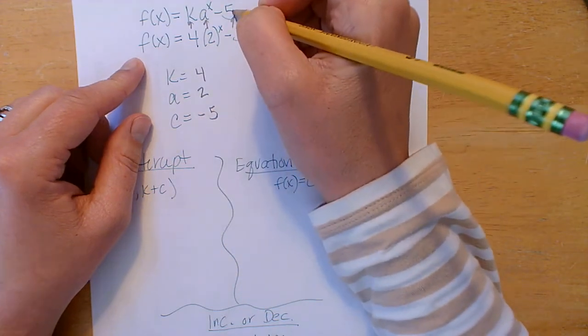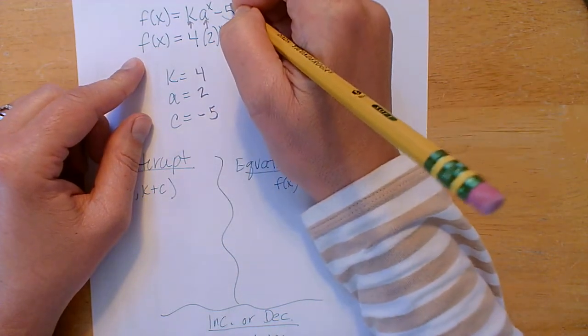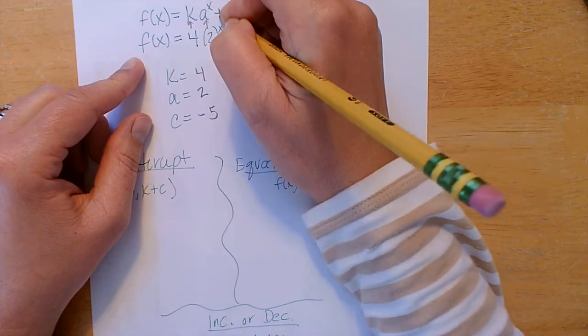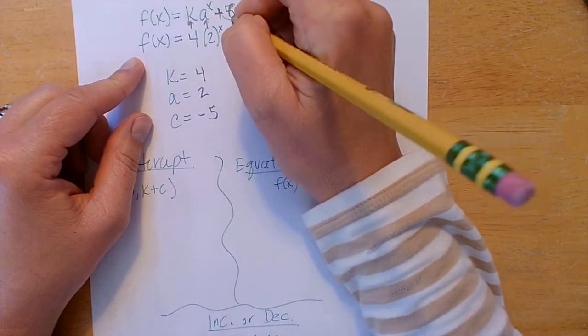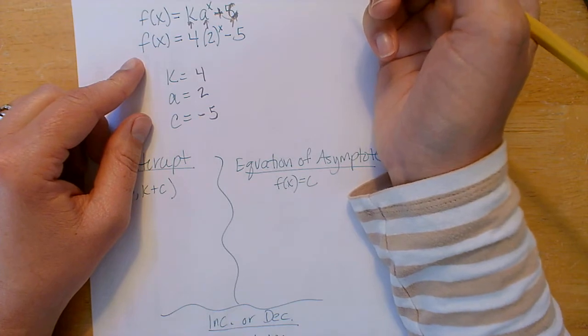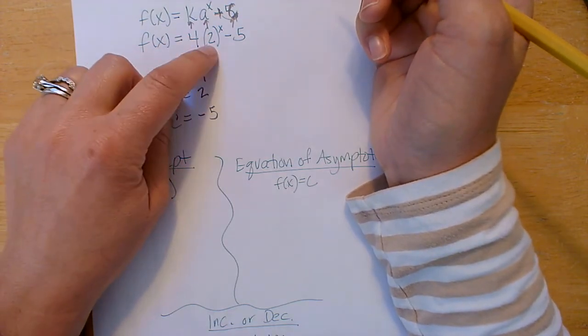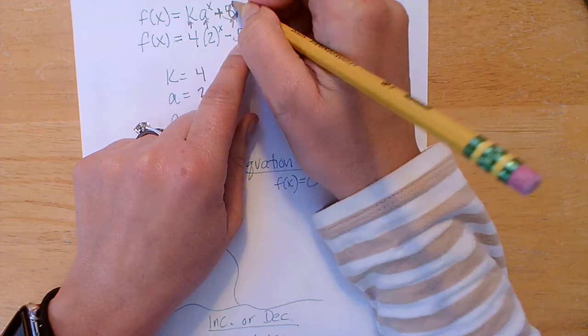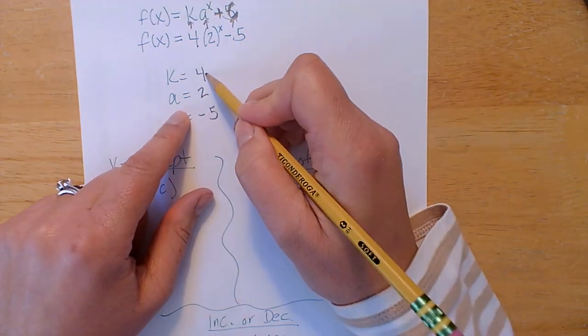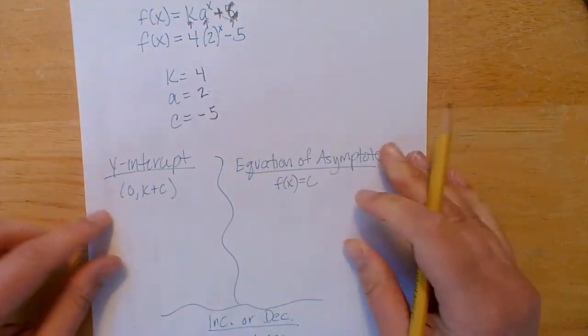Look at that, that's really funny. When I was writing this, everybody, this should be c. This should be plus c, shouldn't it? Writing just a little too fast. So we have our k, our a, and you knew that was going to be our c. Okay, so our k is 4, a is 2, and c is -5.